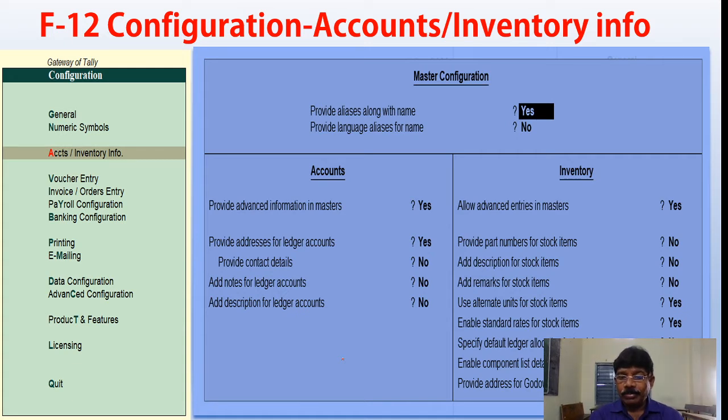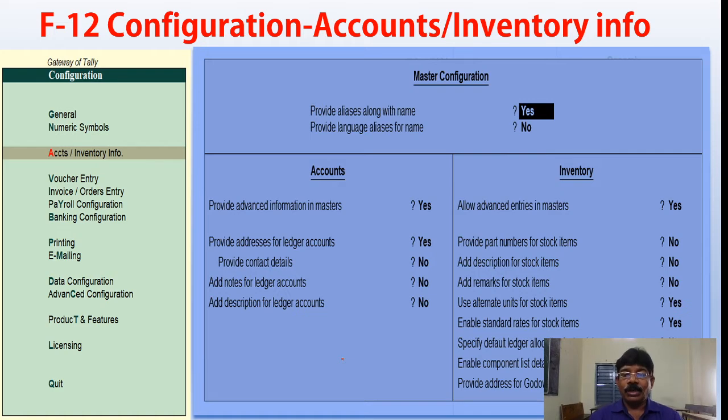For example, numbers sometimes will be read as a dozen. When you give it like that, it will take two UOMs, units of measure. Enable standard rates for stock items: if I say yes here, it will take the standard rate, the present rate, and the selling price also it will consider. Specify default ledger allocation for invoicing. Enable component list details, that is bill of materials, and address for godowns.